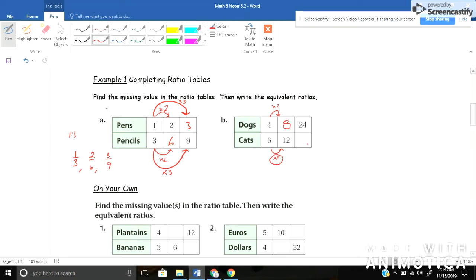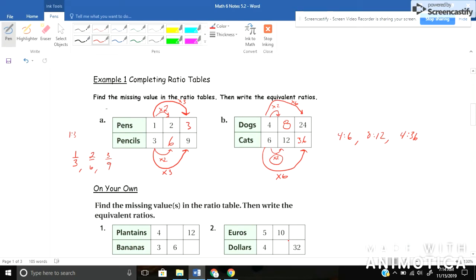And then our last blank here, you could ask, how did you go from the original 4 to 24? Well, you multiply by 6. So to find our blank here, we go from our original and do the same, multiply by 6. And that would give us 36. Okay. So this time I'll write them using colons instead. So 4 to 6 is the same as 8 to 12, which is equivalent to 24 to 36.